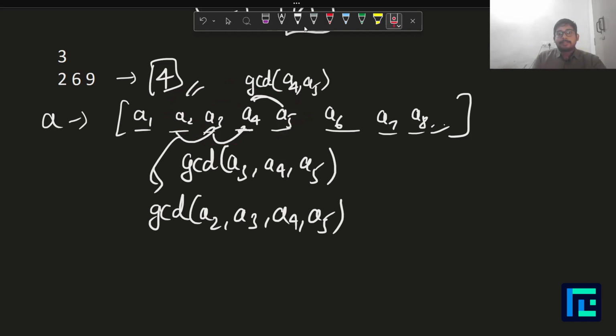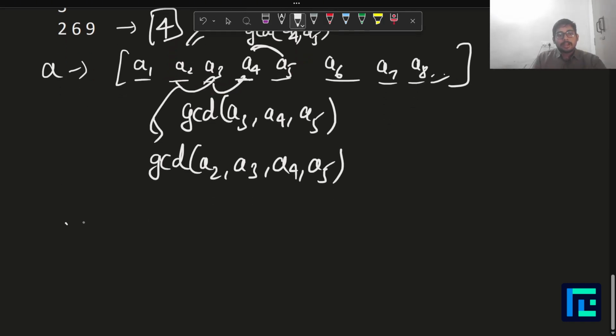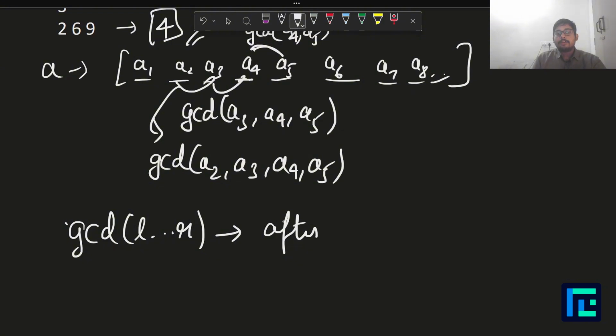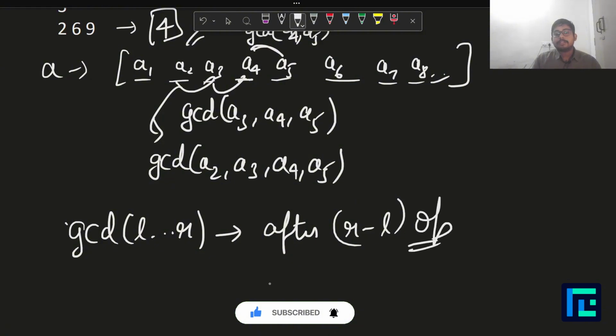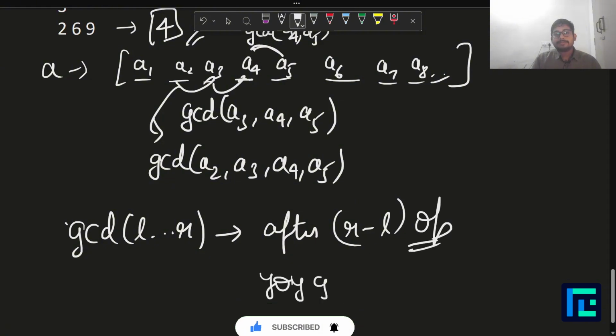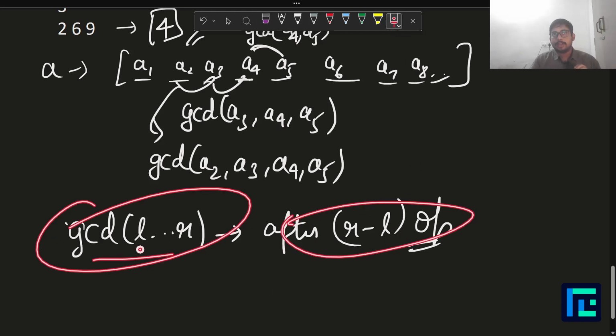So after three operations, you can get a GCD from L to R. After how many operations? Whatever is the difference: GCD from 2 to 5 you got in 5 minus 2 equal to 3 operations. Whatever was the size of the range minus 1. Size of range is R minus L plus 1, minus 1 is R minus L. To get GCD of 4 consecutive numbers, you require only 3 operations. So after R minus L operations, you can get a GCD from L to R.